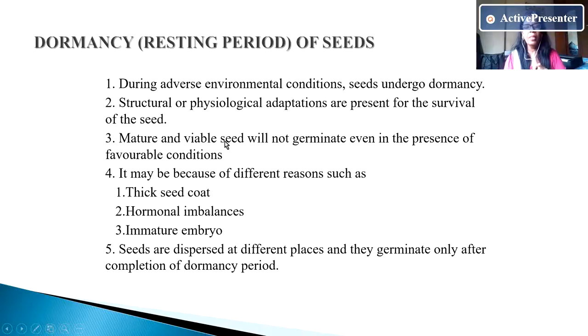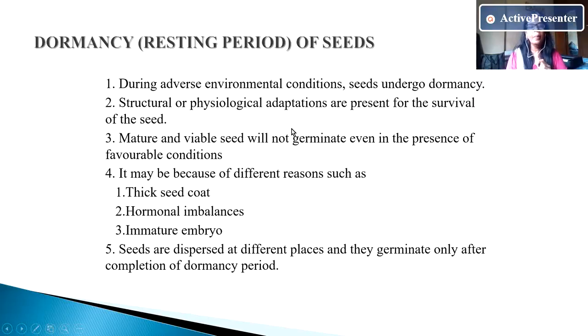Mature and viable seed will not germinate even in the presence of favorable condition. It may be because of different reasons such as thick seed coat, so the seed coat will not break easily, hormonal imbalances, immature embryo. Seeds are dispersed at different places and they germinate only after completion of dormancy period.